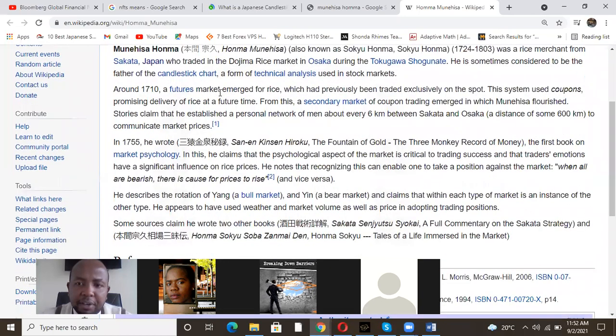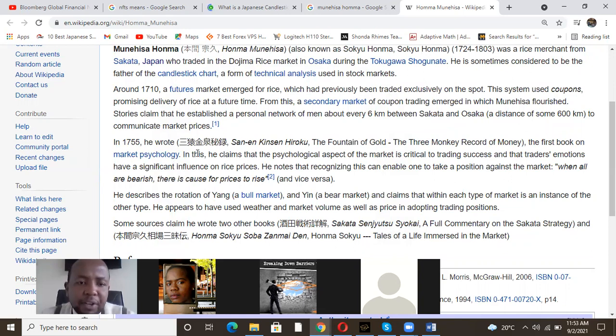Around 1710, a futures market emerged, which had previously been traded exclusively on the spot. This system used coupons promising delivery of rice at a future time. From this, a secondary market, coupon trading, emerged, where he flourished. He claimed to have established a network of relay stations, about 6 kilometers apart between Sakata and Osaka, a distance of 600 kilometers, just to communicate the market prices. Then he wrote The Fountain of Gold, the Monkey Record, the first book on market psychology.